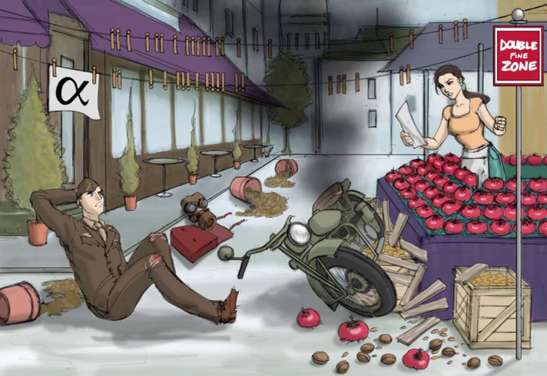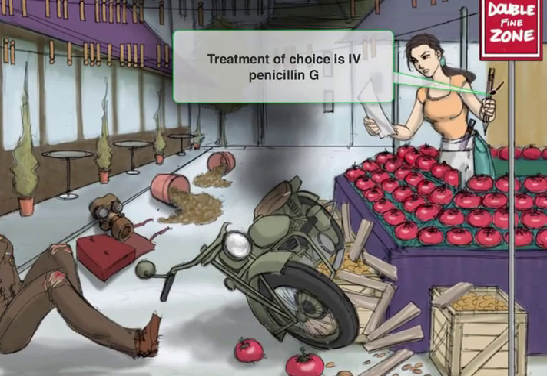Now let's get into treatment. First line for Clostridium perfringens is IV penicillin G. So to remember this, we'll draw our pencil for penicillin in this shopkeeper's hand over here.